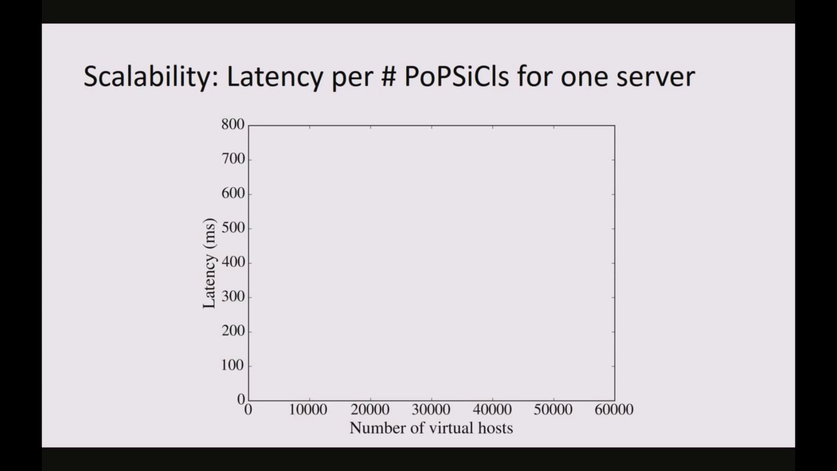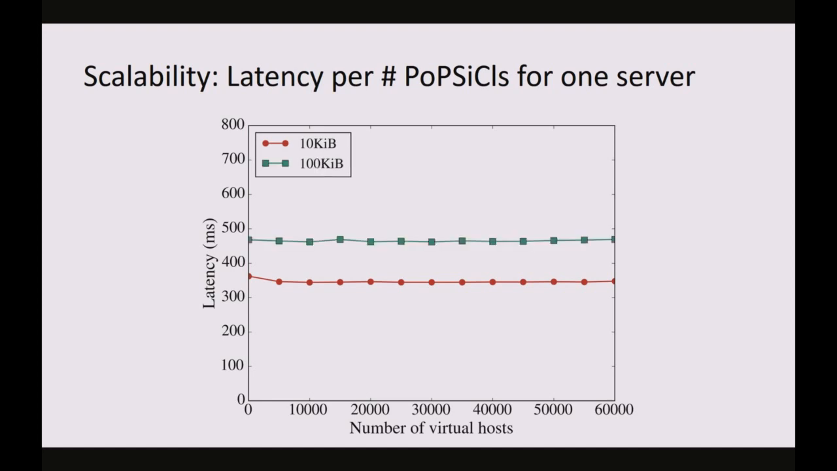As you add new popsicles to a server, these get realized in our implementation as virtual hosts in an Nginx sense. So this is a new data structure on the server. What happens when you add lots and lots of users, that is lots and lots of popsicles, on a single server? It turns out the answer is nothing for Nginx. This is the latency for retrieving 10 kilobyte messages from a server. Here's a different object size, but the bottom line is the number of virtual hosts really doesn't have a huge impact on your setup cost.